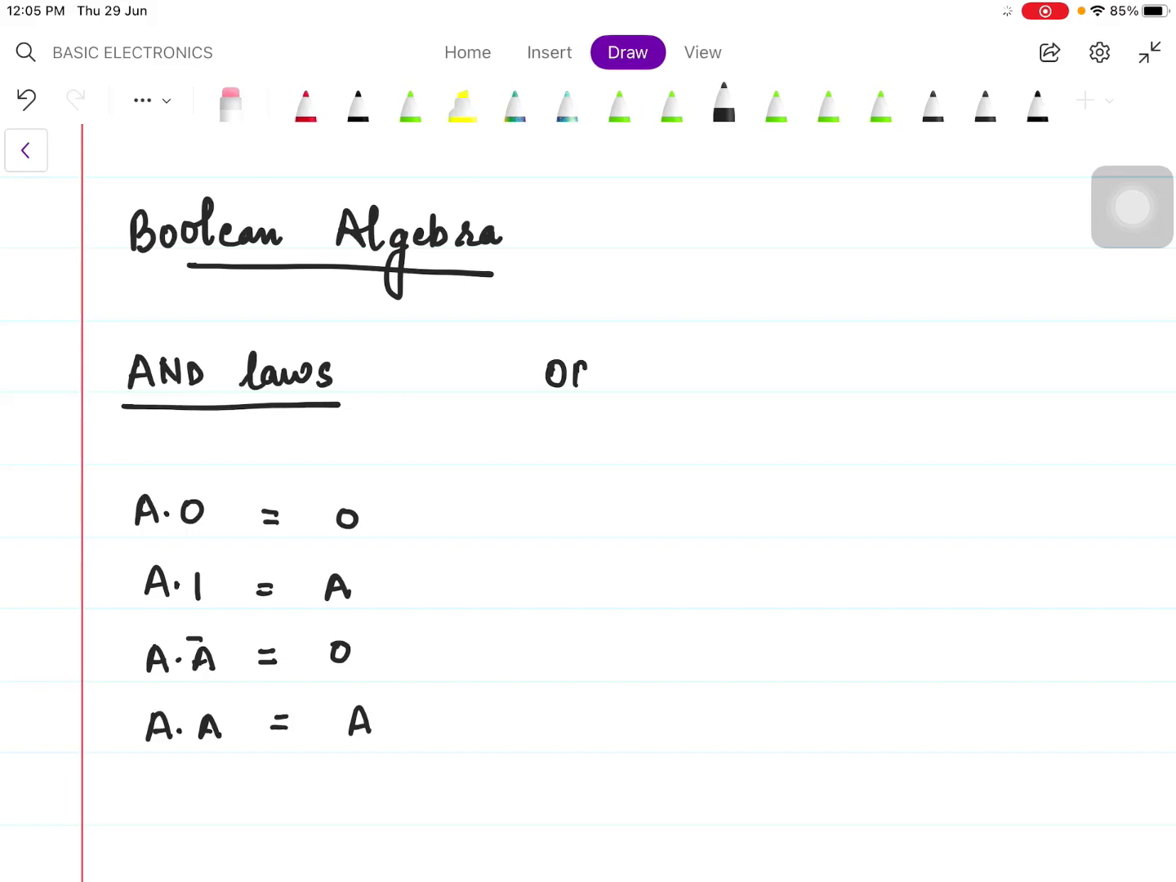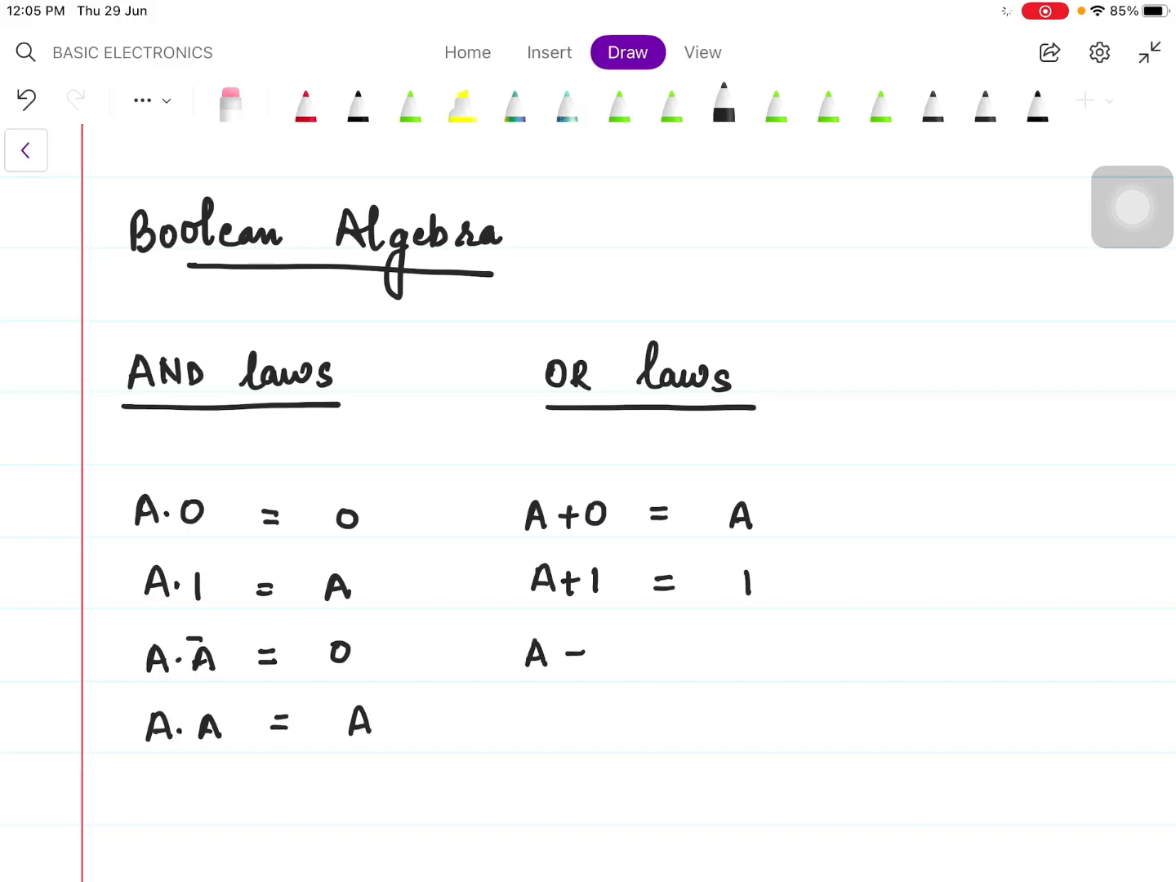Now OR laws. Whenever we talk about OR laws, we are talking about addition laws. So a plus 0: as in normal mathematics algebra, anything added with 0 gives you that particular value. A plus 0 is a. A plus 1 will give you 1, because again, a can be either 0 or 1. If a is 0, then 0 plus 1 is 1. And if a is 1, then 1 plus 1 is not equal to 2, because this is digital electronics. So 1 plus 1 is equal to 1.